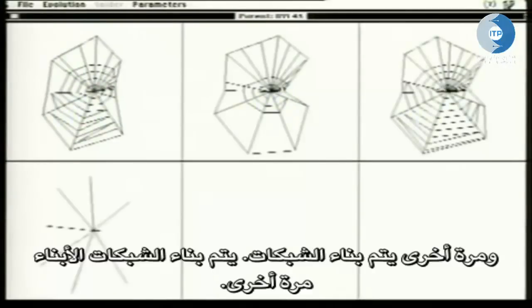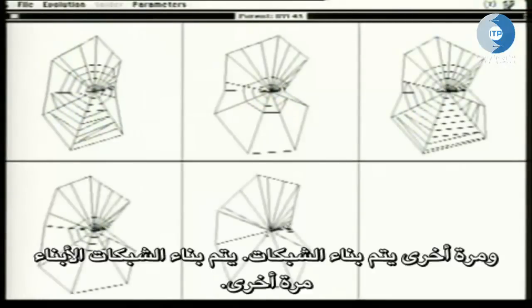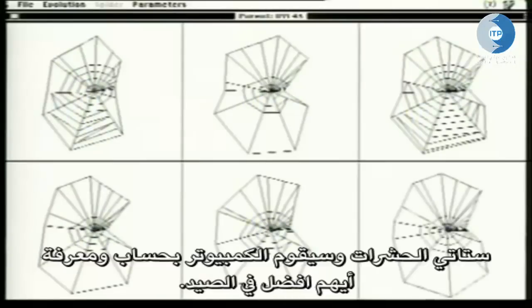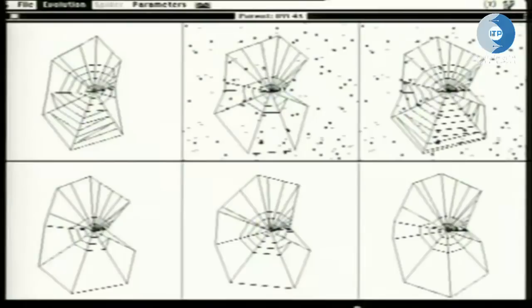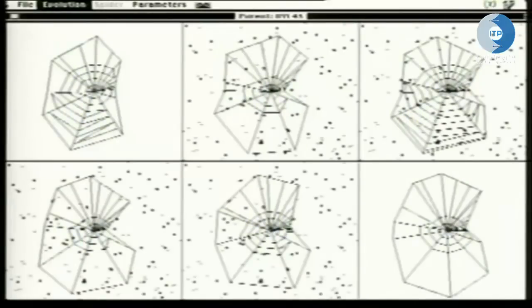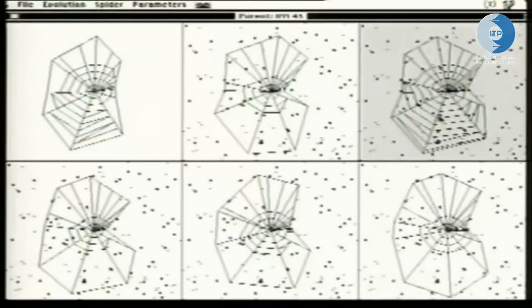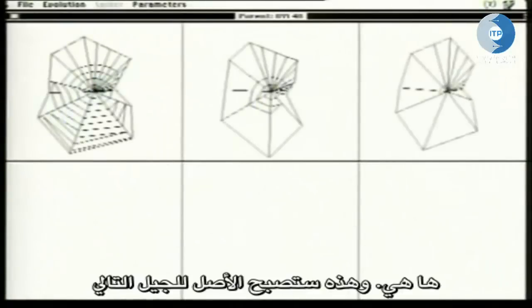And now once again the webs are being built, the child webs are being built. Once again the flies will come, the computer will measure which one of them is the best. There it is, and that becomes the parent of the next generation.